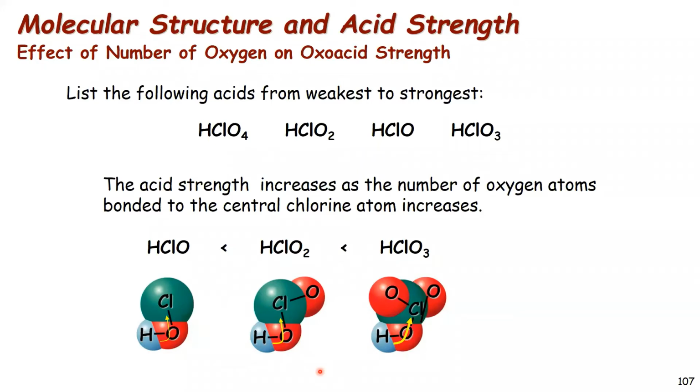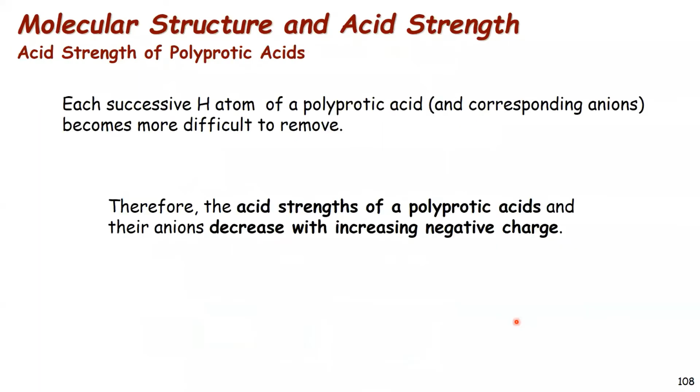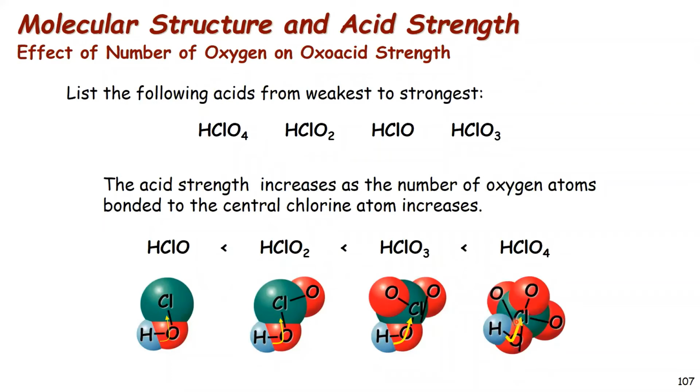And then finally, we get to the perchloric acid, and it is really drawing the electrons away. Okay, so any questions on binary acids, oxo acids? Again, different sets of rules for each type.